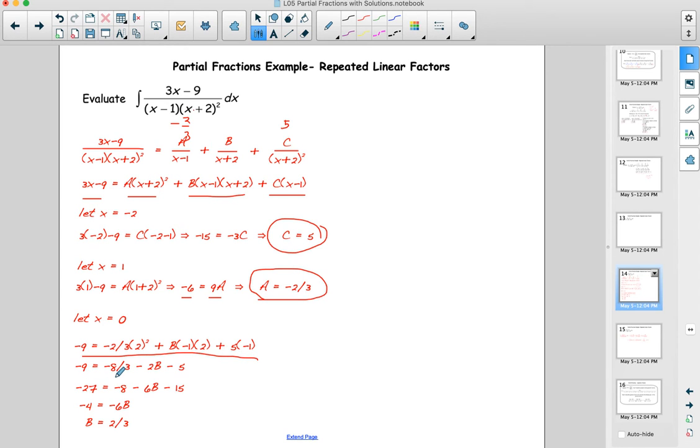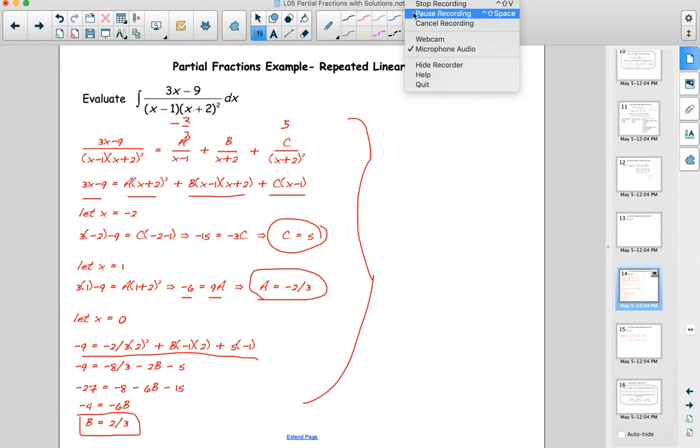That gives you -9 is -8/3 minus 2B minus 5. I just multiplied by 3 to clear the fractions. -27 equals -8 minus 6B minus 15. Grouping like terms, you'll get -4 is -6B. I now have that B is 2/3. So again, I think the worst part of partial fractions is doing all of this algebraic manipulation right here in order to find the correct values for A, B, and C. Now that you have the correct A, B, and C, the next step for you is to integrate this.